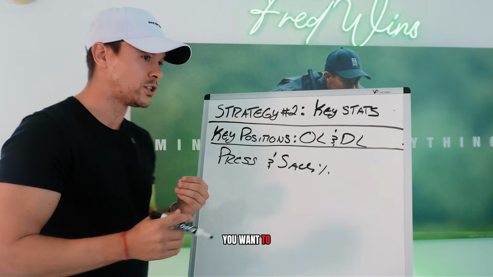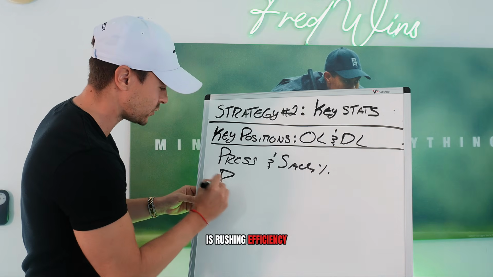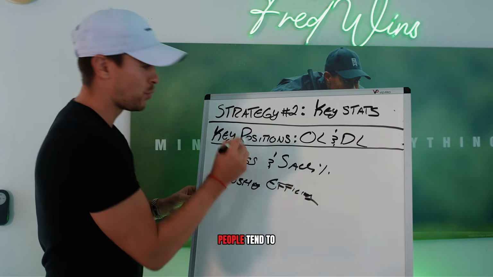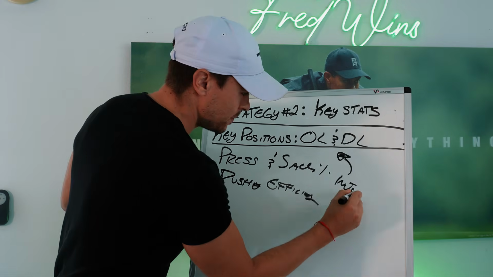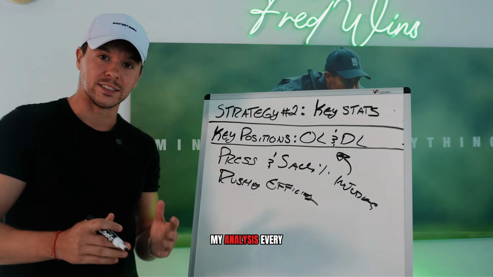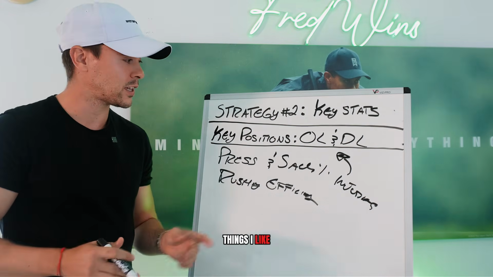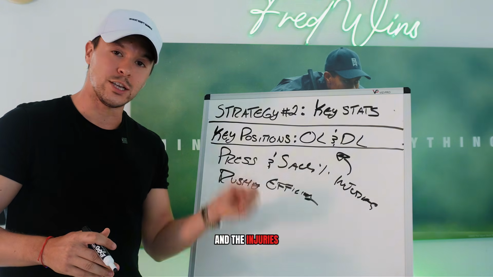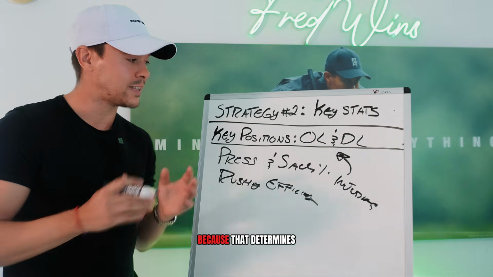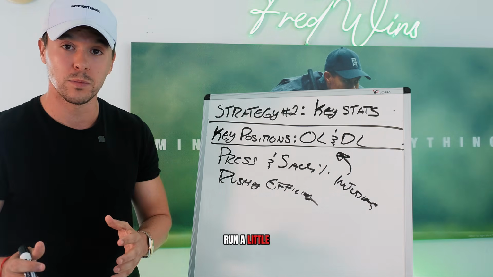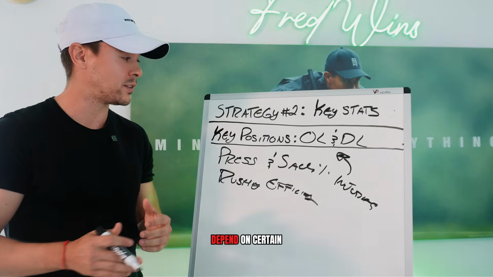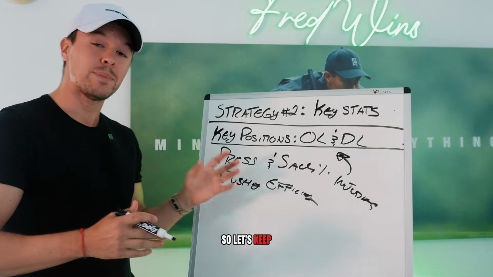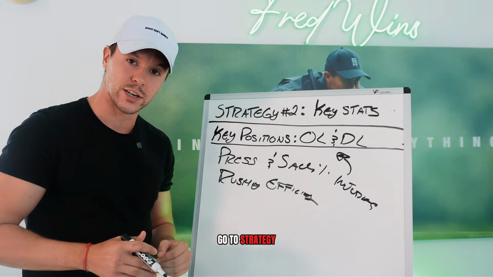Along with that too, what you want to know in these type of stats is rushing efficiency. And a lot of people tend to ignore injuries. So a very big part of my analysis every single day, as a matter of fact, one of the first things I like to look at is the power ranking for the offensive and defensive linemen and the injuries. Who is in and who is out, because that determines whether a team can run a little bit more or can run a little bit less, and are going to depend on certain key players. So let's keep an eye on these stats, and now let's go to strategy number 3.